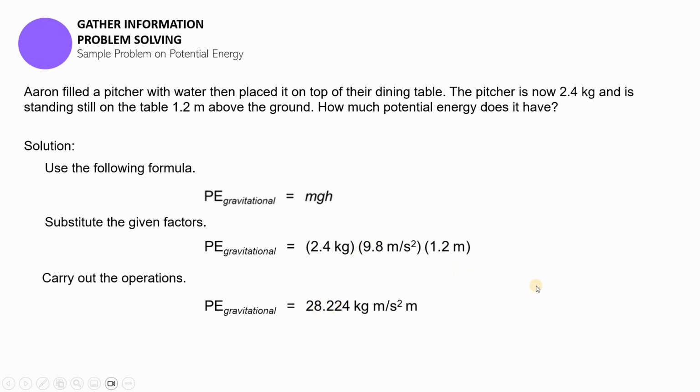The resulting potential energy should be 28.224 Newton meter or 28.224 kilogram meters per second squared meter. Okay, but when we're reading this, I think it's 28 and 224 thousandths, right? Alright, that's how we read decimal numbers. So that is how much gravitational potential energy you'll find dun sa picture.